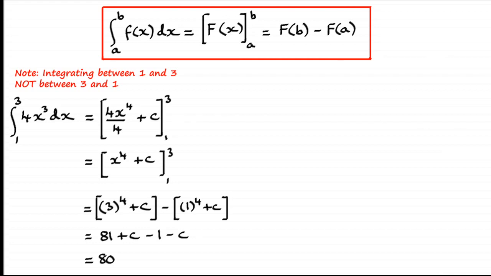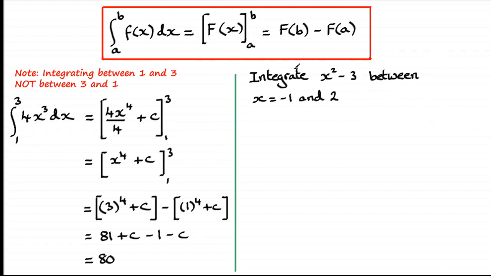Now I've got a question for you to try. If you've got pen and paper, I doubt whether you'll need a calculator for this one, but I'm going to give you a question to do. Have a go at it. Shouldn't take you long, and we'll just see who's the first one to give me the answer. I will give you the solution shortly though, but integrate x squared minus 3 between x equals minus 1 and 2. Okay, so away you go.